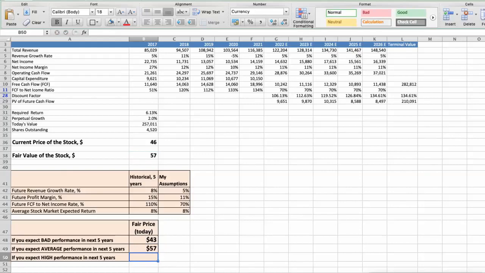Third scenario. Comcast will have high performance in next 5 years, and we will use the following parameters in our calculation. Future revenue growth rate would be high, 6%. Future profit margin would be high, 12%. Future free cash flow to net income rate would be high, 80%. In this case, the fair value of the stock today would be $73.